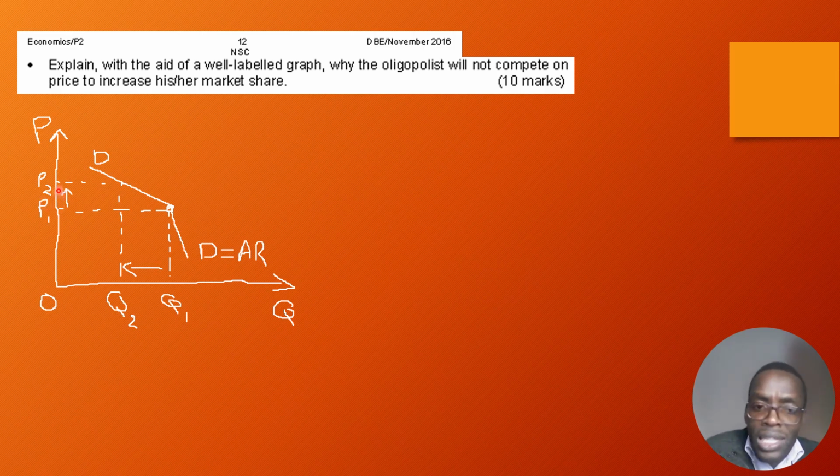If they increase the price and the other firms that operate in that particular market do not increase the price, then it means this firm is going to end up losing customers as people go and buy from the other firm that did not change its price. Okay, so that's the problem of increasing prices.